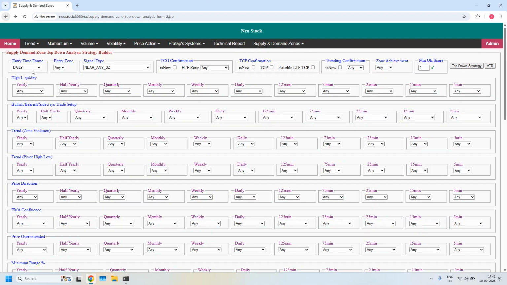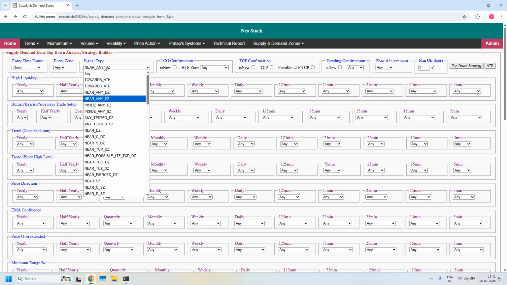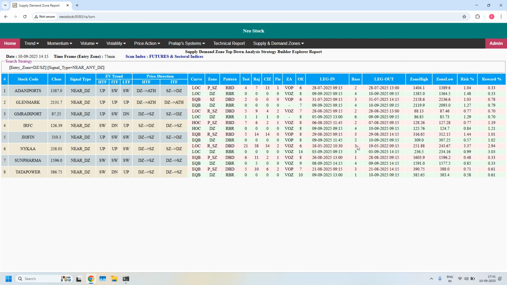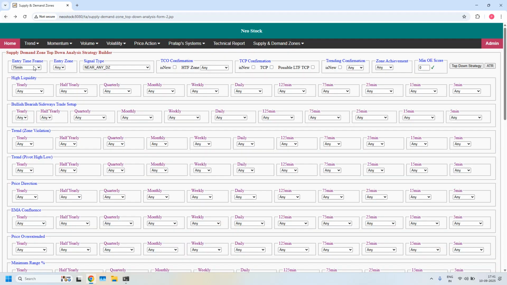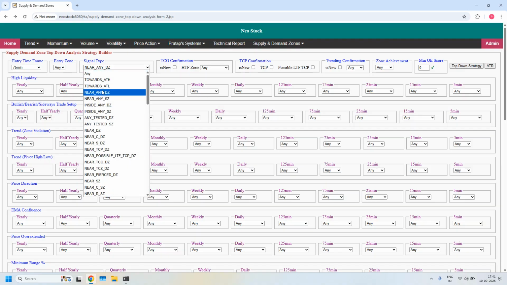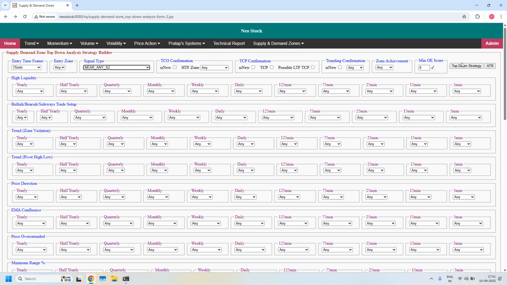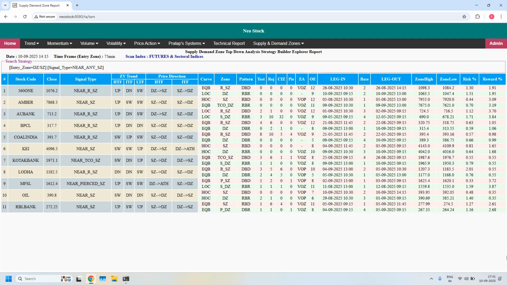Okay, next time frame is 75 minutes. Stocks near to the 75 minutes demand zone, we got 8 stocks. Let us identify high liquidity demand zones from this list. We don't have any high priority, high liquidity 75 minutes demand zones from this list. Okay, next for 75 minutes time frame, stocks near to the 75 minutes supply zone. We got 11 stocks. Let us identify 75 minutes high liquidity supply zones from this list.